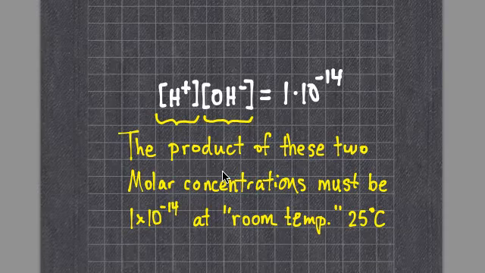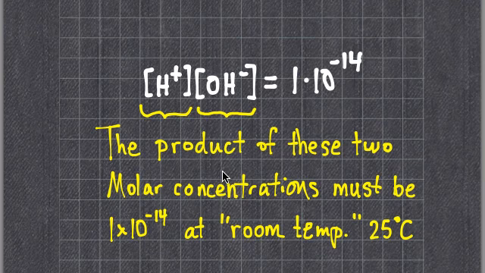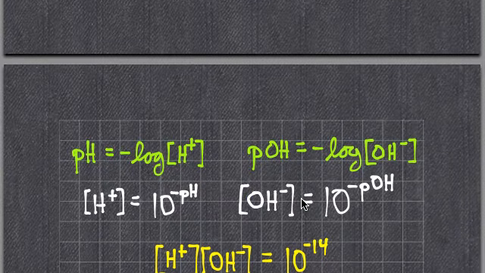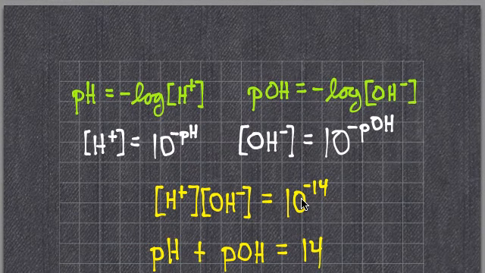This is important to know. The product of these two molar concentrations must be 10 to the negative 14 at room temperature. And that goes for not only a water solution, but any acid or base solution. So that's very, very useful. But there's an adjustment that we can do. Alright, anyways, let me show you this first.